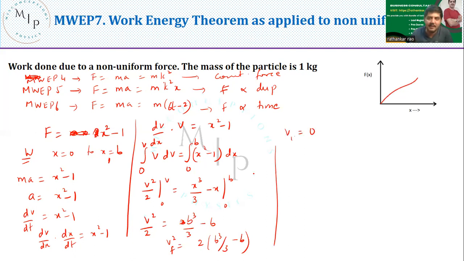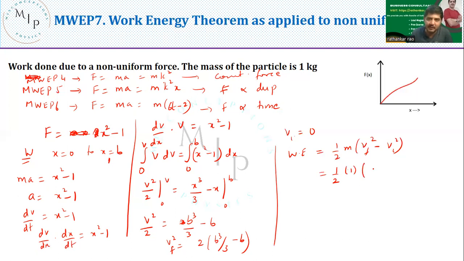Now apply your work energy theorem. What does work energy theorem say? Work energy theorem tells you that this should now be equal to half m Vf square minus Vi square, which should now be equal to half into m is 1 kg. So I put it 1 here.